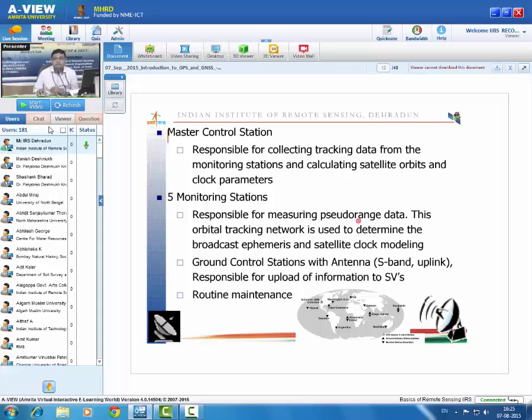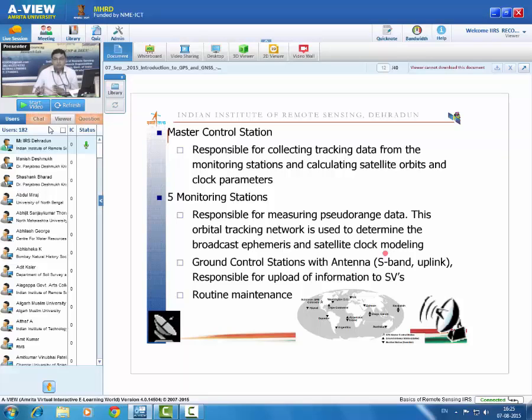They are responsible for measuring pseudo range data, that is the distance between the satellite and the receiver. It is called pseudo range because there are certain errors in the range. Range is nothing but the distance. So because of the error, the term pseudo is used in front of range. This orbital tracking network is used to determine the broadcast ephemeris and the satellite clock modeling parameters.